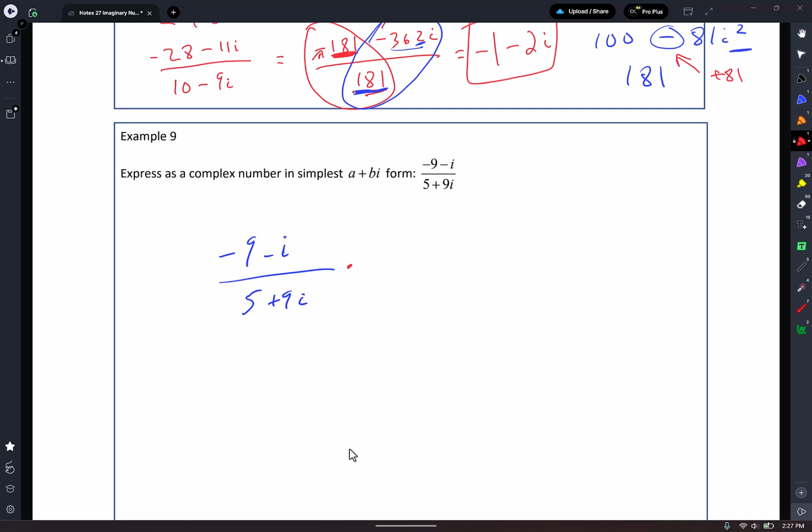You're going to multiply this by the conjugate of the denominator: 5 minus 9i over 5 minus 9i. Remember, that's a 1, so anything times 1 is itself. You know what I mean, guys? So that's how you deduce this.